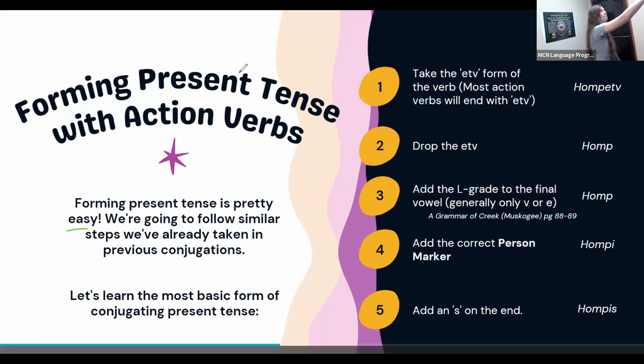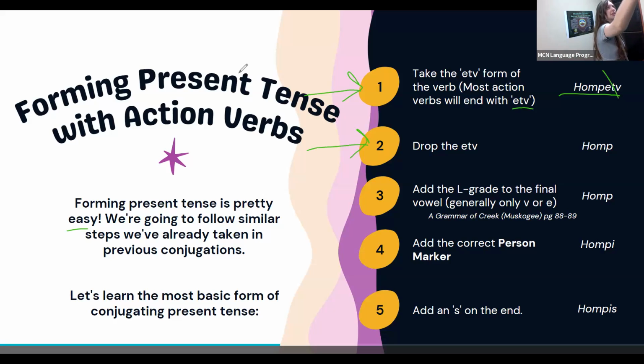So number one, way up here, we take that ida form, right? So we got our verb, homida. I put here, most action verbs are going to end with ida. That's important. The verbs we're going to learn about tomorrow don't end with ida usually, right? So ida is going to usually be an action verb. Next thing, drop that ida, right? Get rid of it, just like before, right? Same thing.